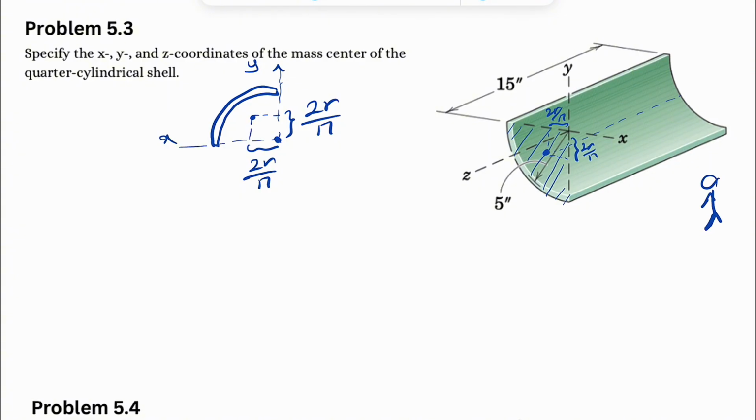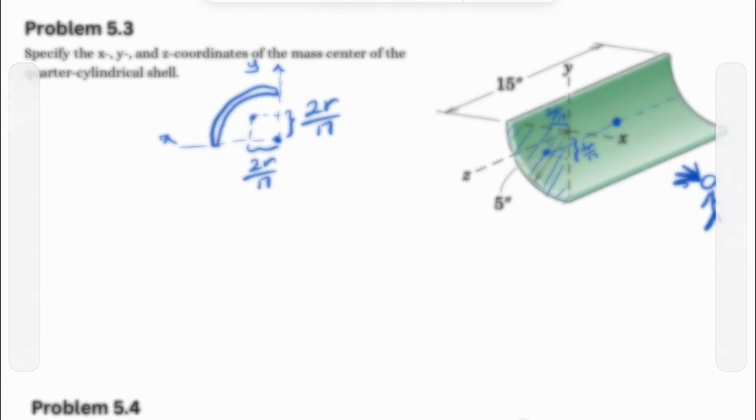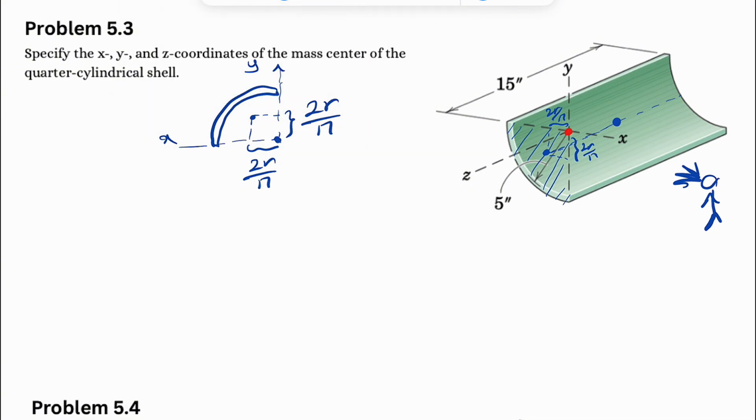If we look at it from here, we can see that we have a symmetrical shape. Therefore, the center of gravity along this line is going to be exactly at the center. This distance would be half of this length, which is 15 inches. So along Z, it's half of that distance, 15 divided by 2, or 7.5 inches. Without using any formula, we found the Z coordinate of the center of mass, which is 7.5.